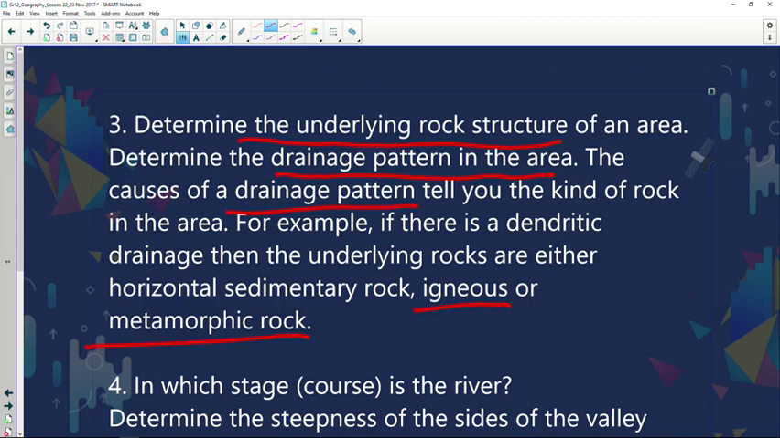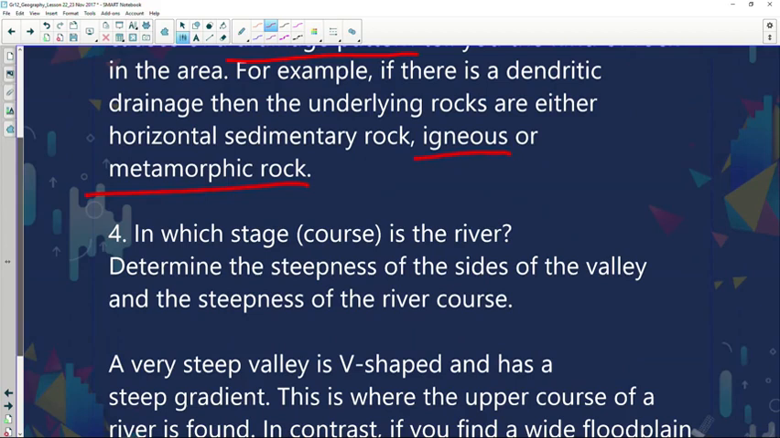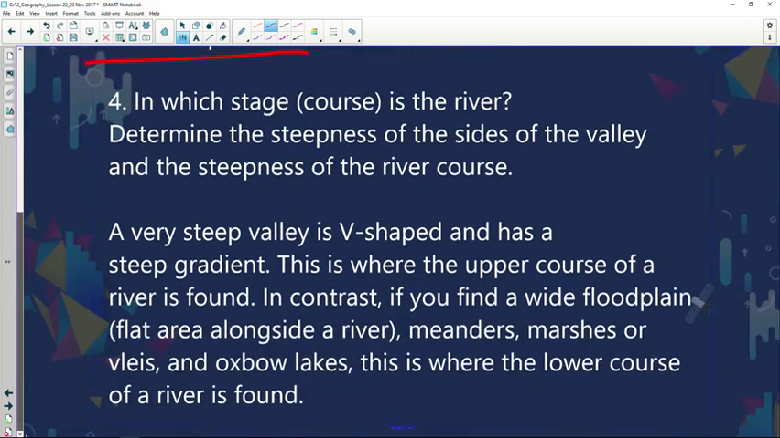In the case of Paarl, because in grade 11 you looked at the Paarl structure, the batholith that's being exposed is usually igneous rock. And that's the reason, if you look on the map, that we do find many dendritic patterns on the Paarl map. Now, the next question, and this is an interesting question: on which stage course is the river? That's quite easy to determine.